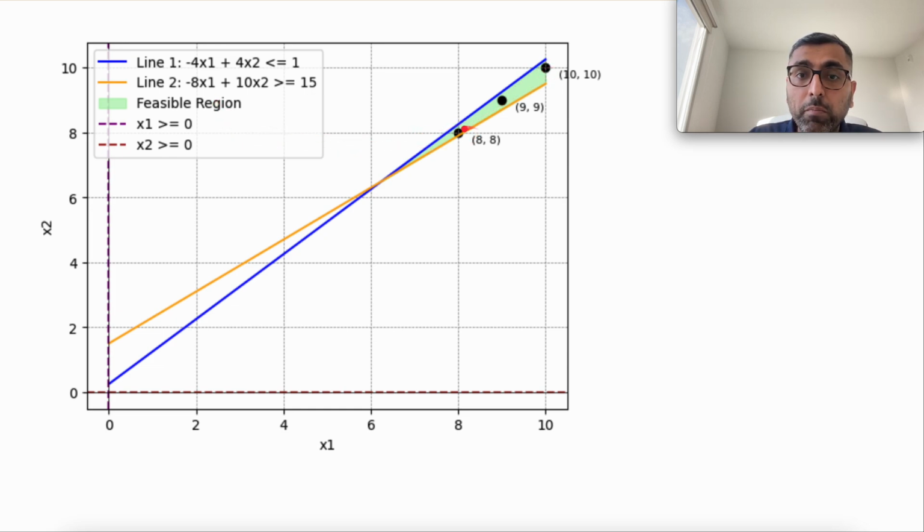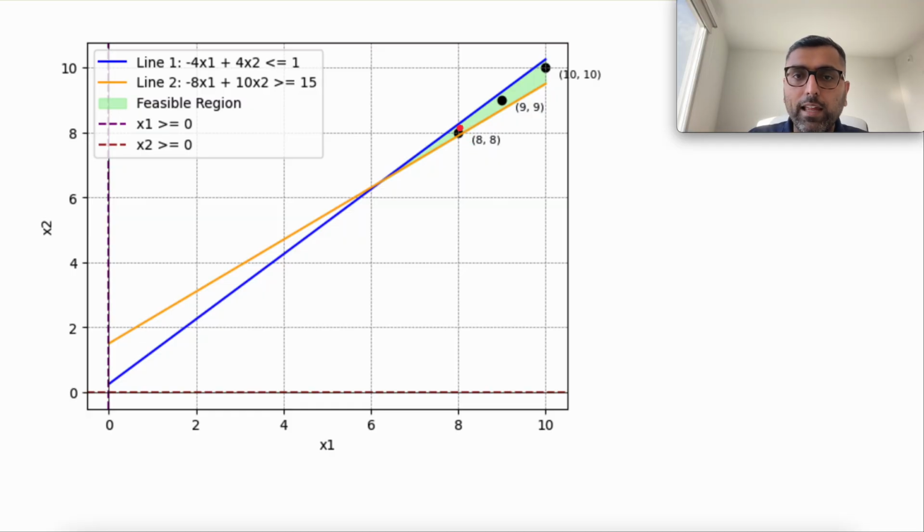But remember, our goal is to minimize. So if 8, 8 is the lowest, then that's where we will have the minimum value if we substitute that in x1 plus x2. So remember, rounding is not always the best way. Rounding up, rounding down, or mixed rounding is not the best way. Substitute the values of all of these integer feasible points into your optimization function and find out which one gives you the minimum value of the objective. So 8 and 8 gives you the minimum.